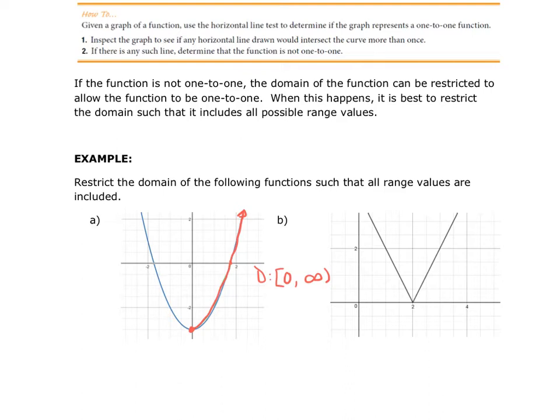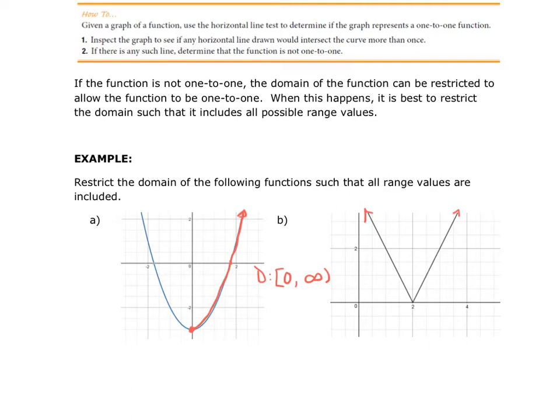So go ahead and take a look at B, and in the chat window, determine where you're going to cut the domain on B to ensure that it is one-to-one and you get every possible range value. For the second one, the assumption is that these are going up forever, and I need to cut it at that turning point so I get all possible outputs. So option A, and there are two options.